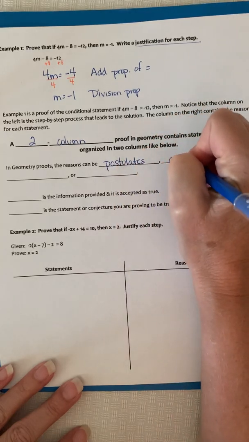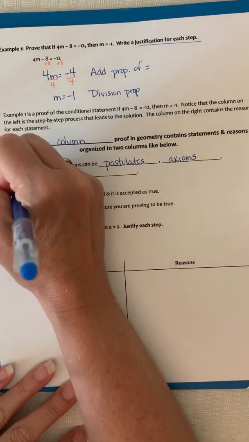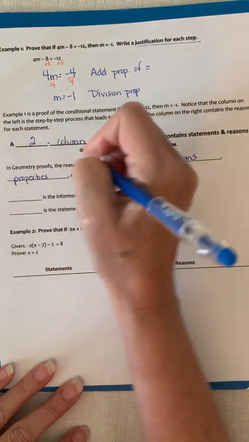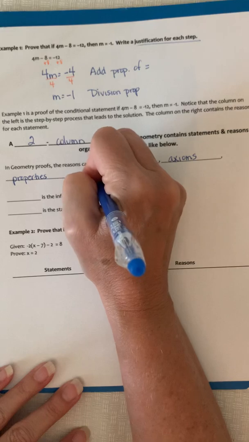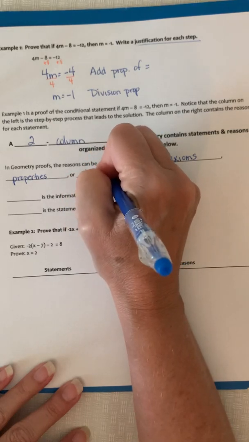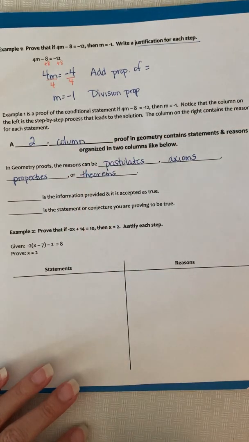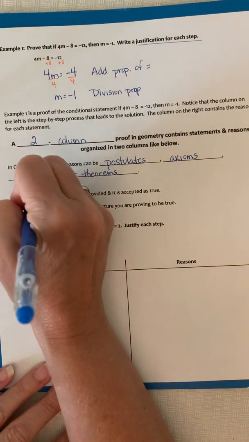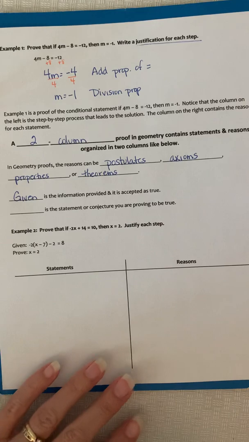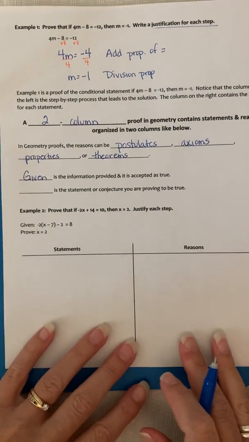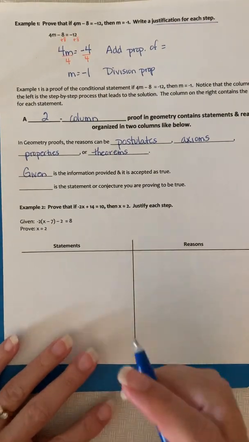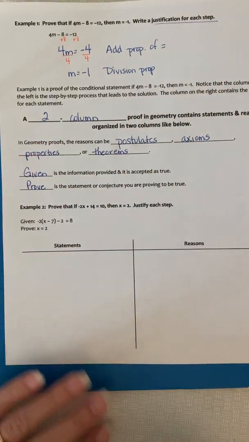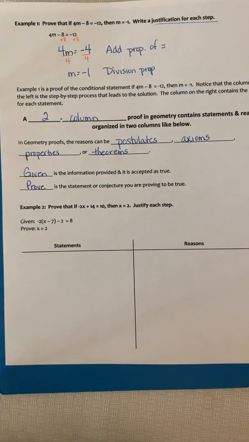axioms, properties, or theorems. The given statement is information provided, and it is accepted as true. And the statement that says prove is the statement or conjecture you're proving to be true.